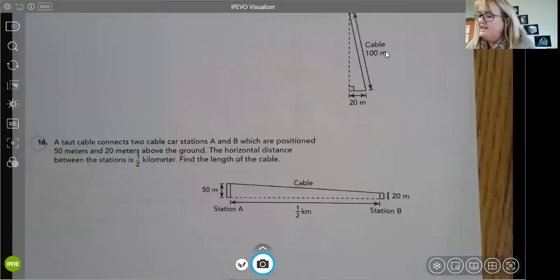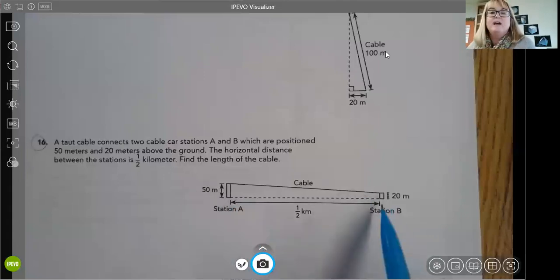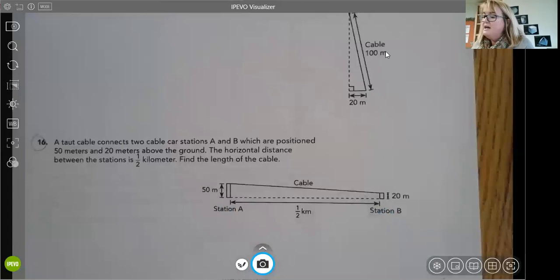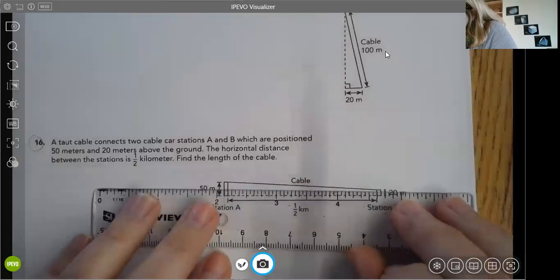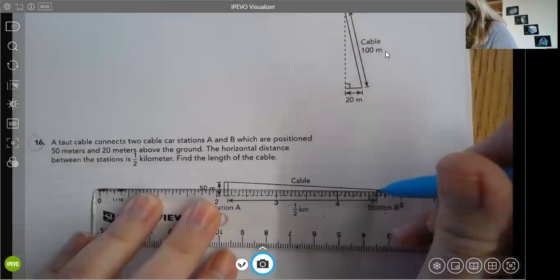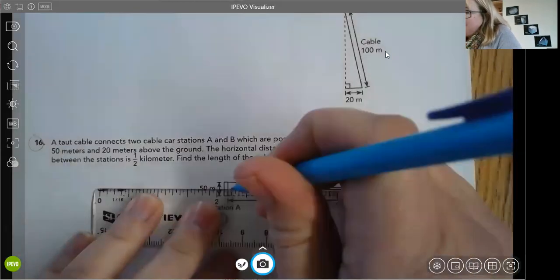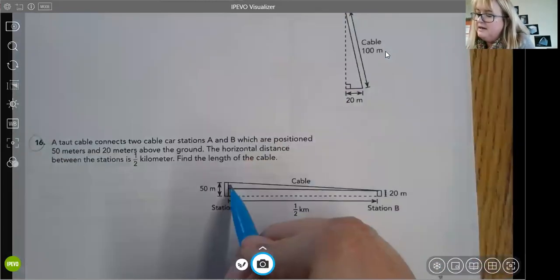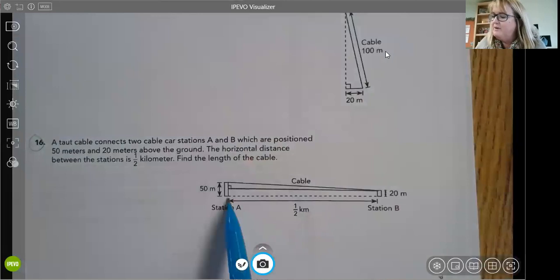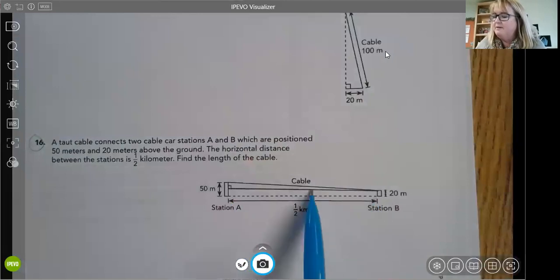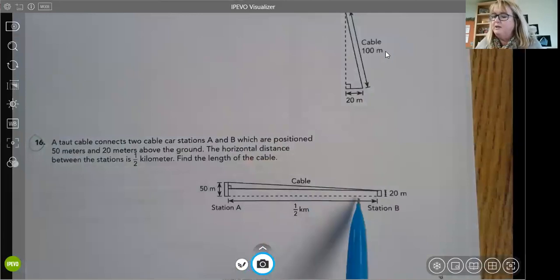Okay, if you look at this, this is not quite a right triangle, but if I were to draw a line like this, I could make it into a right triangle. Here, and we do know that the distance from here to here will be the same even if it's 20 meters up. So what I've done is taken this and moved it 20 meters up.